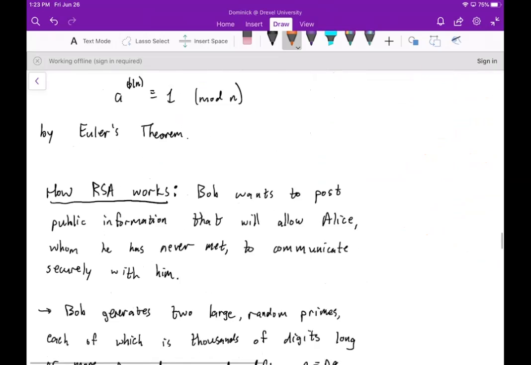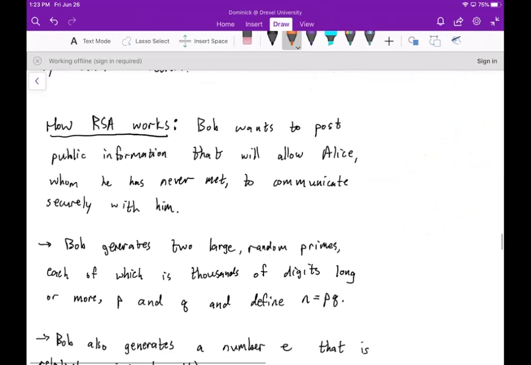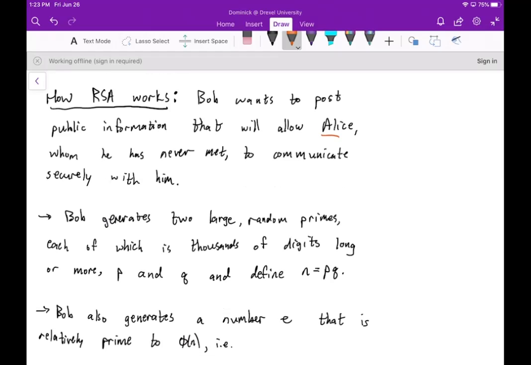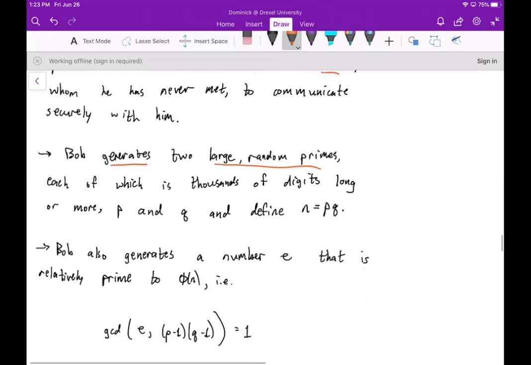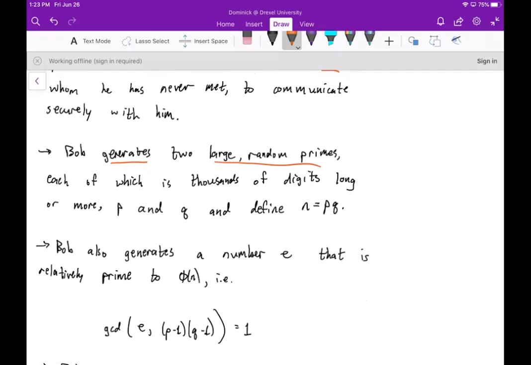Okay, so now let's talk about how RSA encryption works. We're going to suppose that Bob wants to post public information that will allow Alice, whom he has never met, to communicate securely with him. So what's going to happen is that Bob generates two large random prime numbers, each of which is thousands of digits long, or even more than that, right? We're going to call these two random primes p and q, and we're going to define n to be their product.